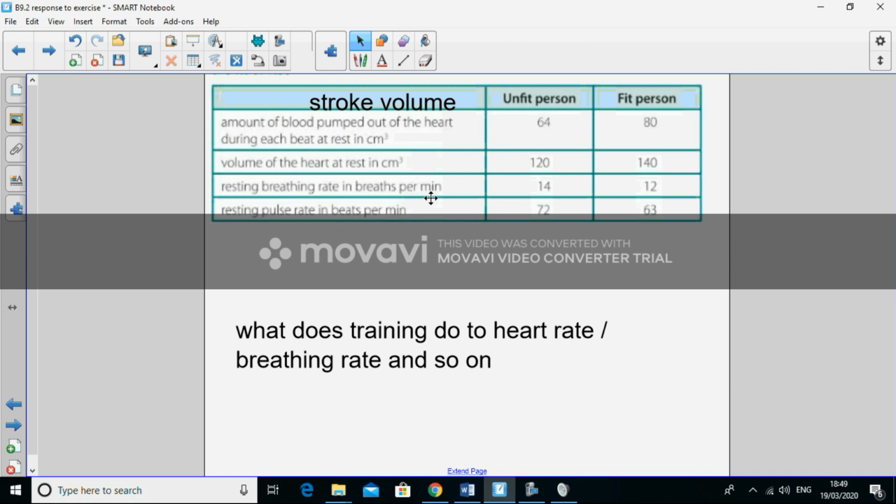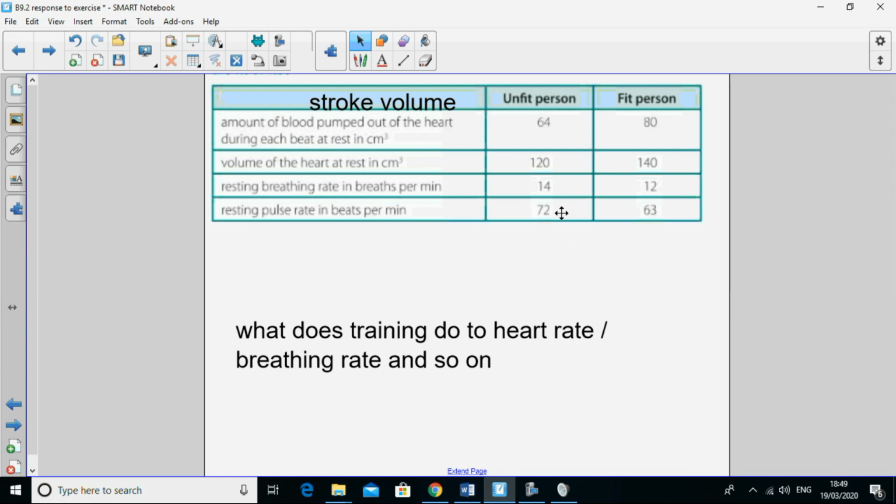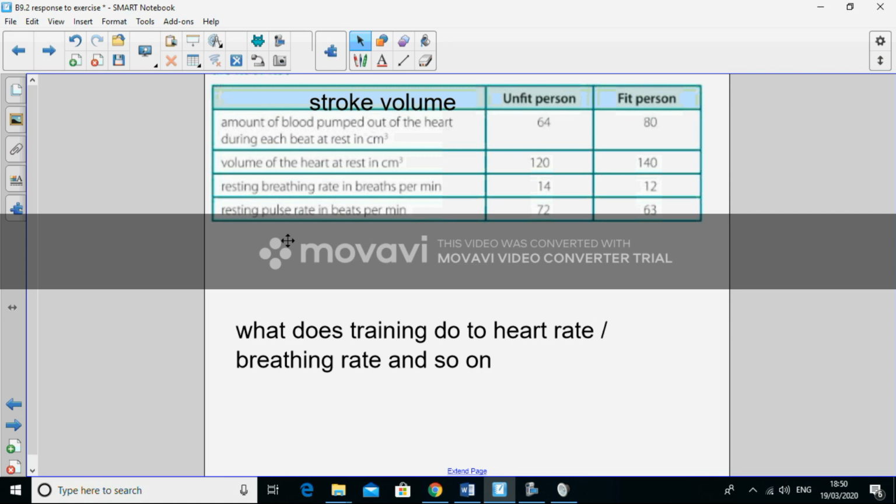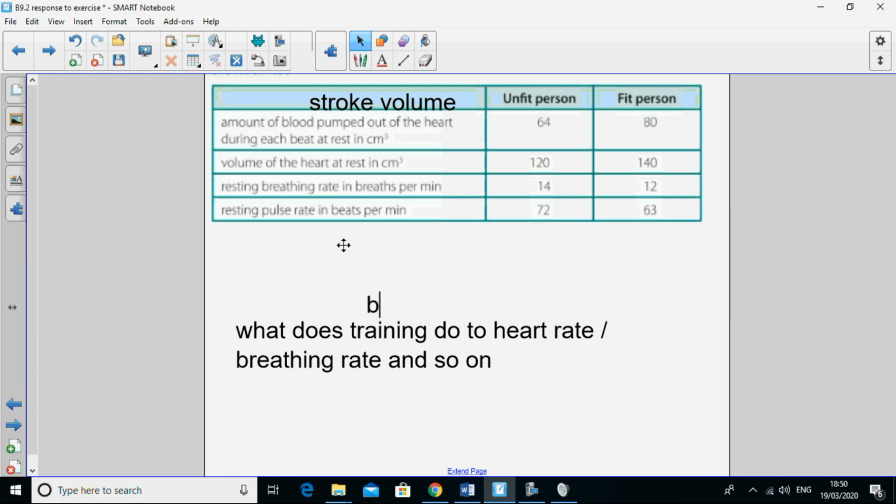Your resting breathing rate, if you're trained, has gone to 12. Resting means the breathing rate when you are not exercising. That's at 12. An unfit person, it is at 14. You can see therefore the effect of a training program would be to lower resting breathing rate. And finally, your resting pulse rate, units beats per minute, you'll see this written as BPM. It drops from 72 for an unfit person to 63 for a fit person.